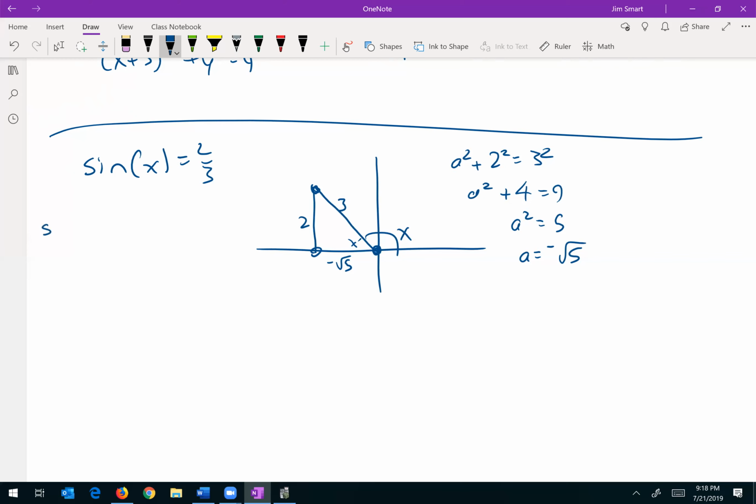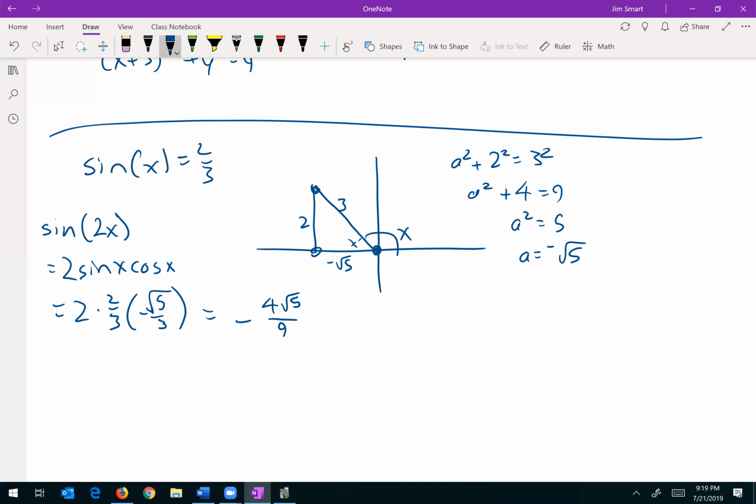Now I can just do my formula. Sine of 2x is equal to 2 sine x cosine x. So let's see here. Sine x is 2/3, so I have 2 times 2/3. And then the cosine is negative square root of 5 over 3. When I multiply that out, I'm going to have a negative. 2 times 2/3 is 4/3, times negative square root of 5 over 3 is negative 4 square root of 5 over 9.